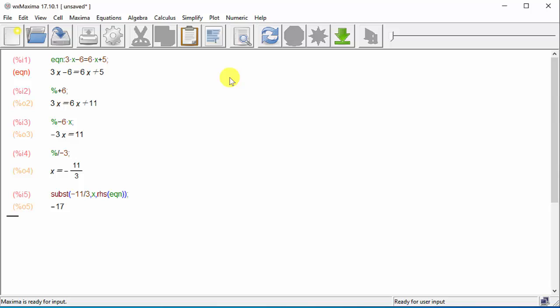So now when I substitute this in on the left hand side, I should get the same thing. So I'm going to substitute negative 11 over 3 in for x on the left hand side of our equation, EQN, semicolon, shift enter, and I get negative 17.